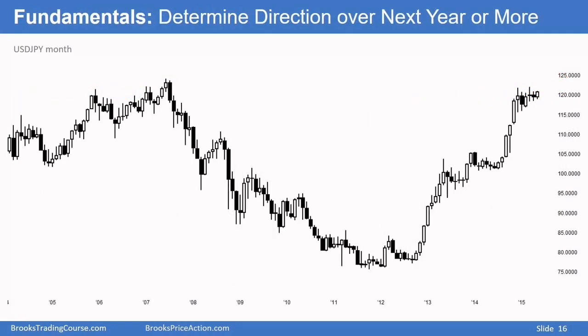This is a monthly chart of the dollar versus the yen. Without knowing the news, I'm assuming this is going to go up. We have a bear channel on the monthly chart, and it's getting very tight. The trend line and the trend channel line, it looks like a wedge bottom. 75% chance there's going to be a bull breakout.